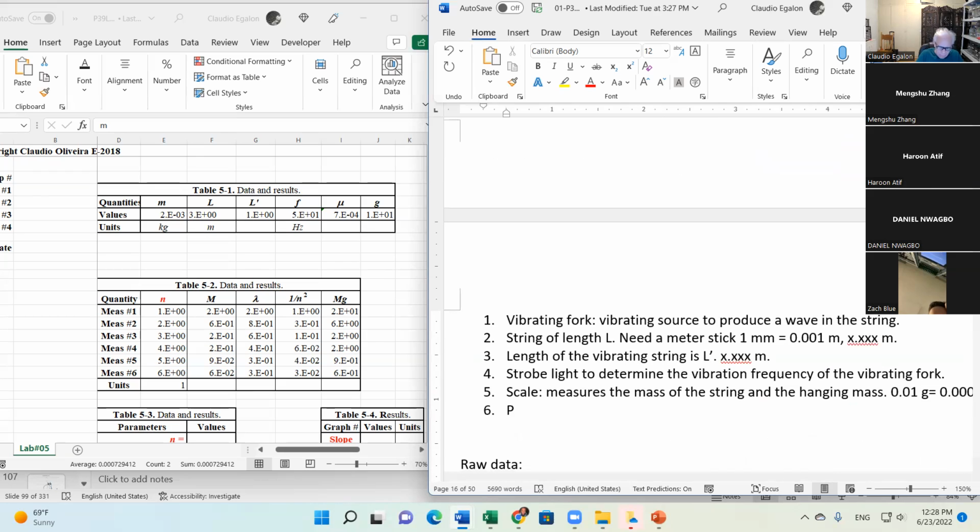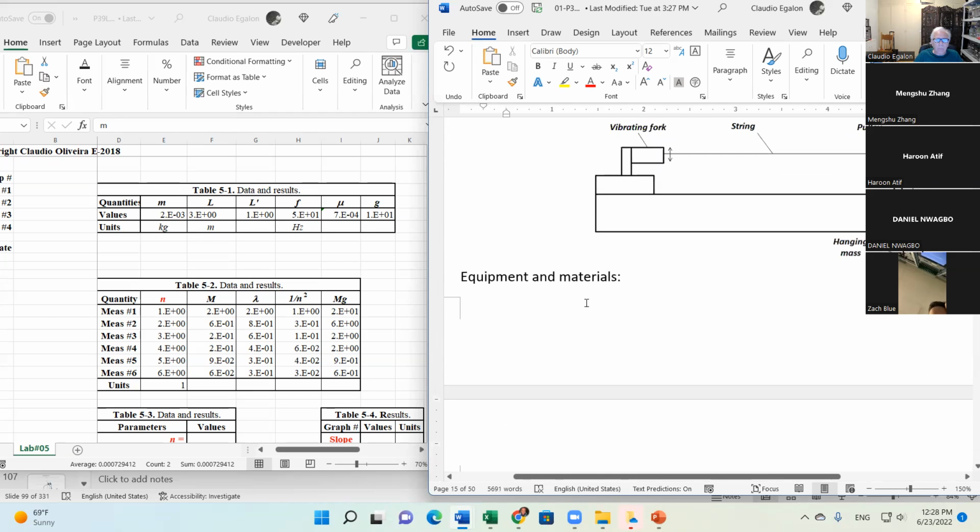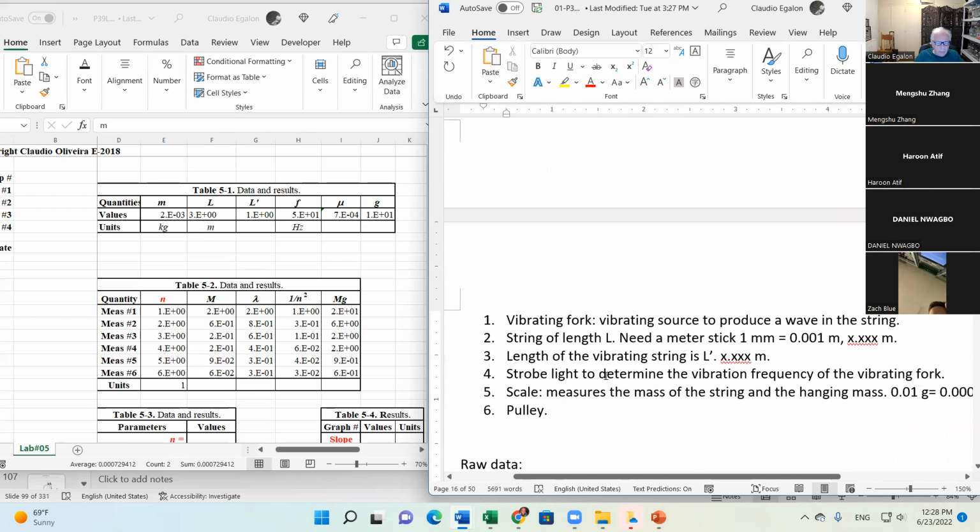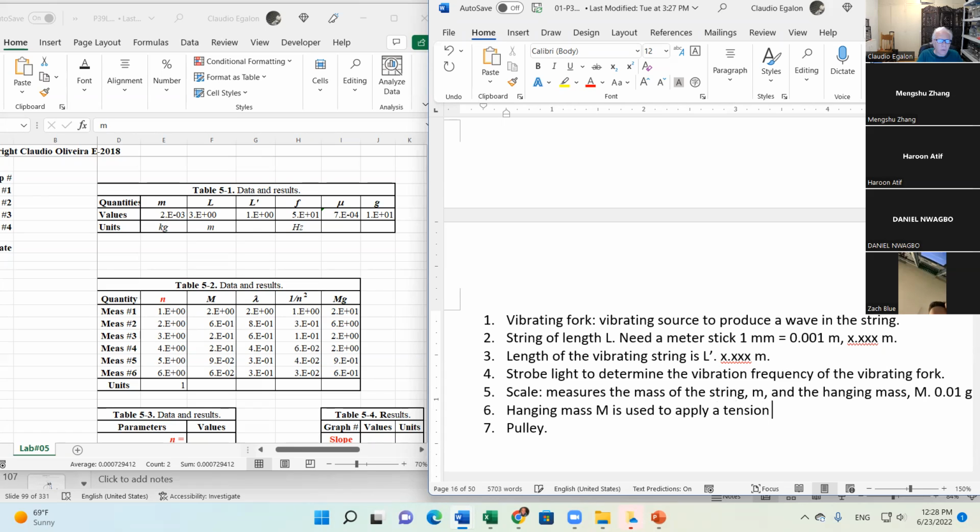What else? Pulley. All right, the pulley. Did I write down the hanging mass already? No. Scale, measured, okay. Hanging mass, lowercase m for the string, and hanging mass, big M. Hanging mass M is used to apply a tension in the string. So that's how you control it.